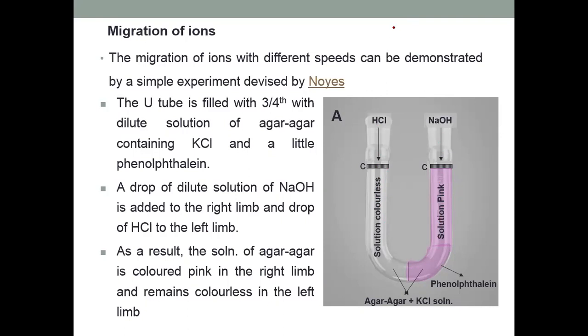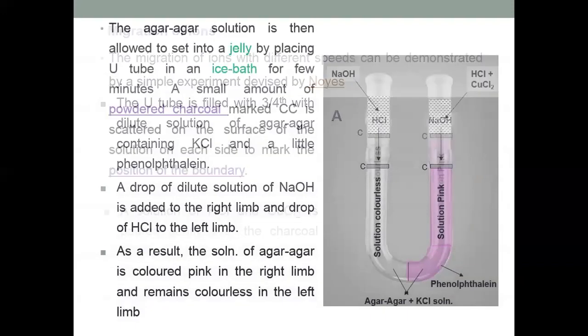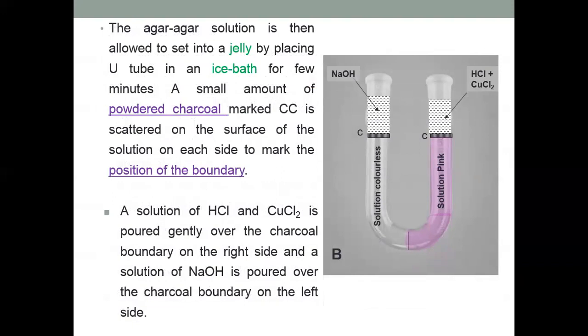Let me move to the next slide. Now this agar-agar solution is allowed to set into a jelly by placing it in an ice bath for a few minutes, and a small amount of powdered charcoal is added here just to mark the boundary. So here and here charcoal is added, okay, and a solution of HCl and copper chloride is gently poured very carefully over the charcoal on the right hand side.